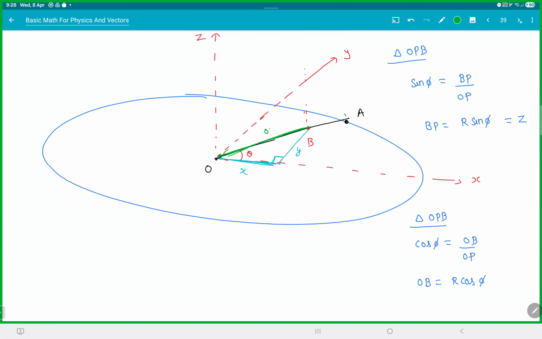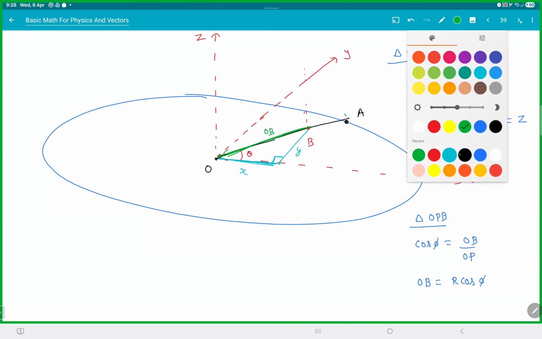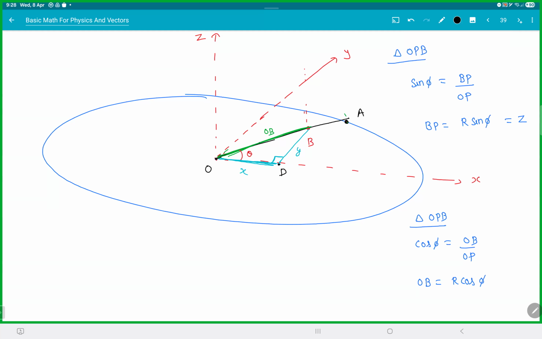So this length is your OB. Let's just call this point D. Now if you take the triangle OBD, cos theta will be OD by OB. OD is your x coordinate and OB is your R cos phi. So the x coordinate will be R cos theta cos phi.